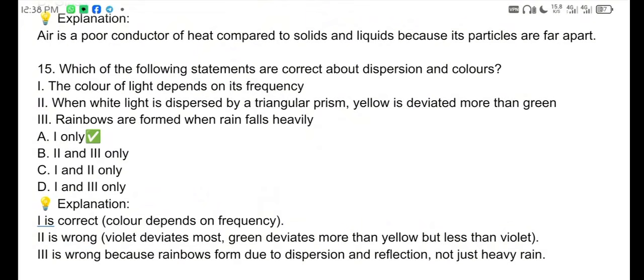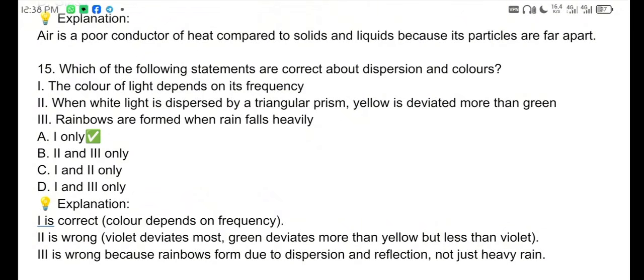Okay, so here's the explanation for this one. Dispersion of light usually takes this order, ROY G BIV. R is red, O orange, Y yellow, G green, B blue, I indigo, V violet. So if you look at it in this order, from red to violet, the angle of deviation and dispersion is increasing. The angle of deviation is increasing from red to violet.